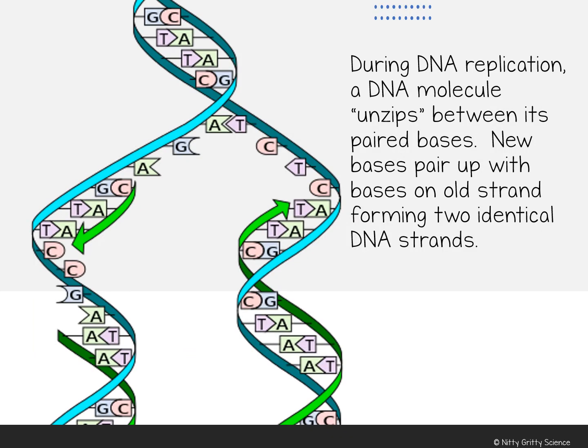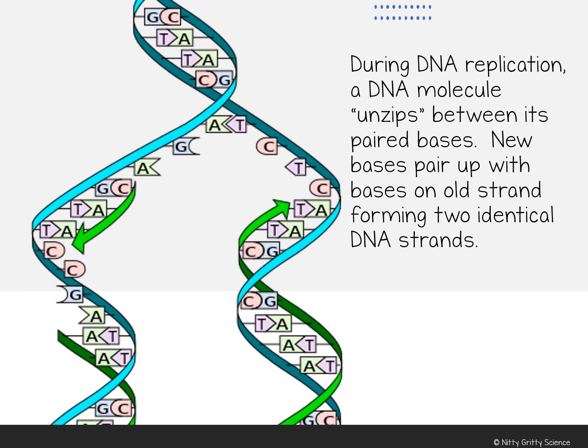Now, DNA replication begins when the 2 sides of the DNA molecule unwind and separate, somewhat like a zipper unzipping as shown in the diagram. Now, as you can see, the molecules separate between the paired nitrogen bases. Next, nitrogen bases that are floating in the nucleus pair up with bases on each half of the DNA molecule.